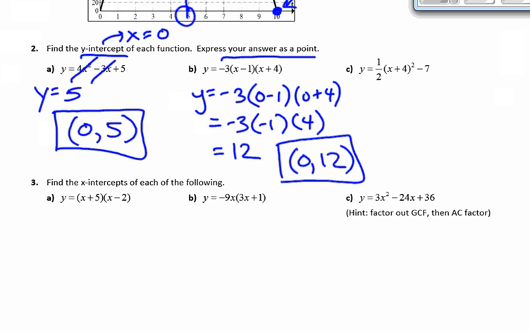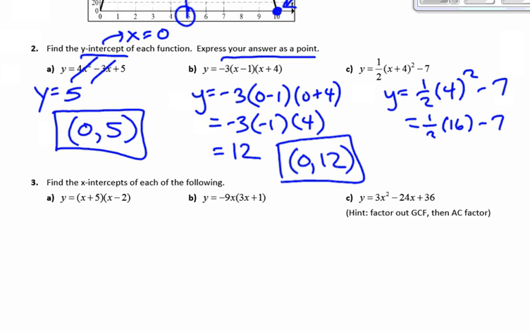All right, now on part C, please do not make the mistake of saying that the y-intercept is just what's sitting at the end as -7. That is incorrect. You notice that this form is in vertex form. So again, we're going to plug in 0 for our x. So we have 1/2, 0 plus 4 is just 4, squared, minus 7. Now, please watch your PEMDAS here. This is 1/2 times 4 squared, which is 16, then minus 7. So do not do 16 minus 7 here. You're taking 1/2 of 16, which is 8, then minus 7, which is 1. So the y-intercept here is 0, 1.